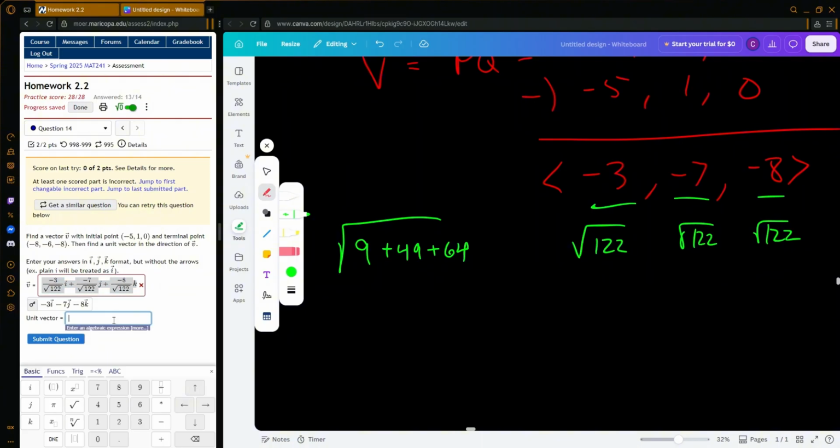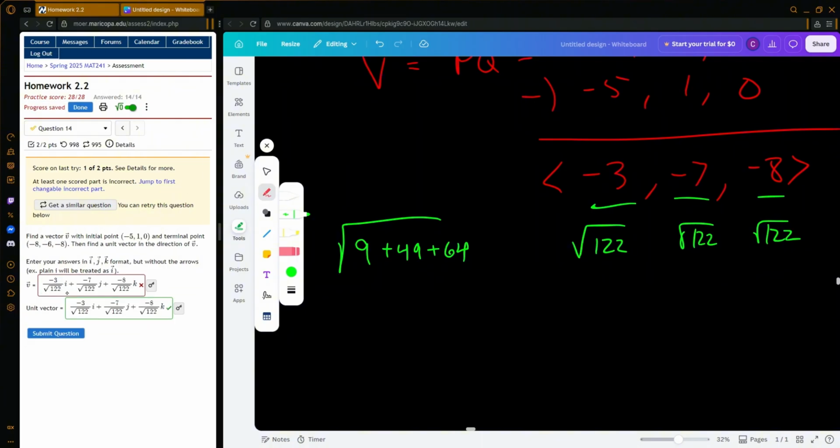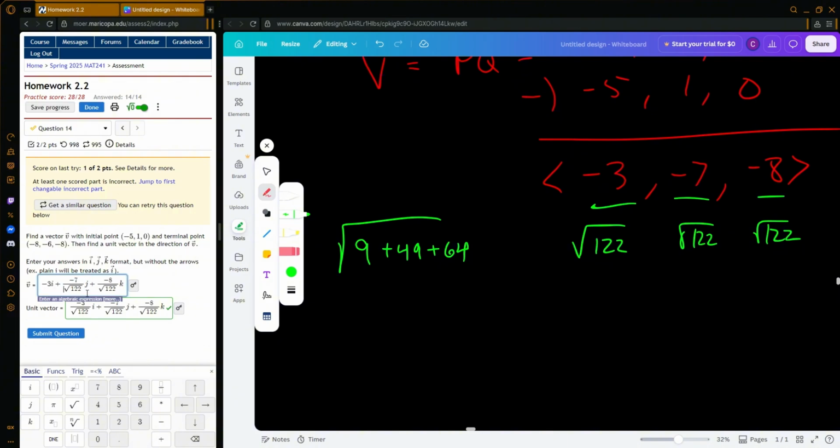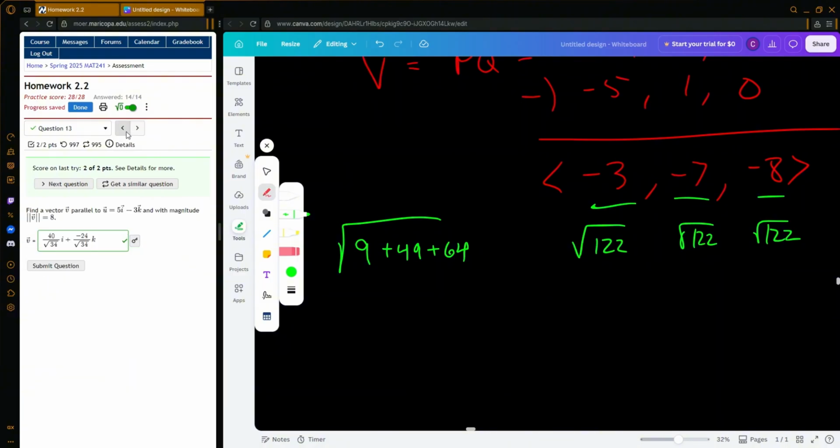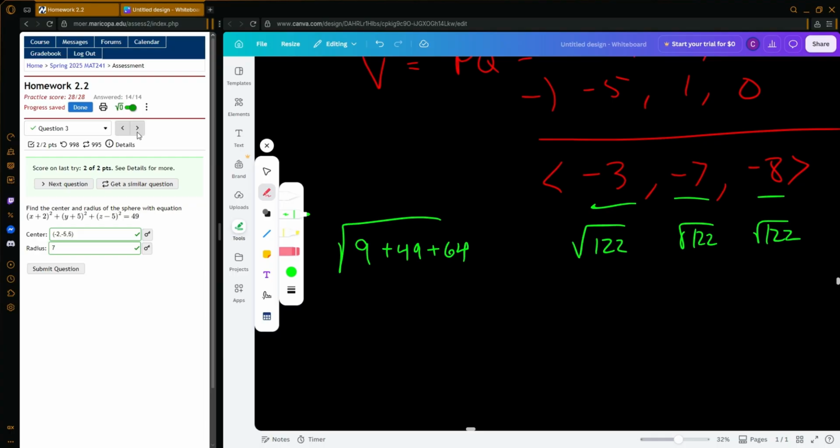Okay, there we go. That's all of the homework assignment. Alright, so that's 2.2 explained. That's not too bad. Alright, so on to 2.3 will be the next one. Alright, adios.